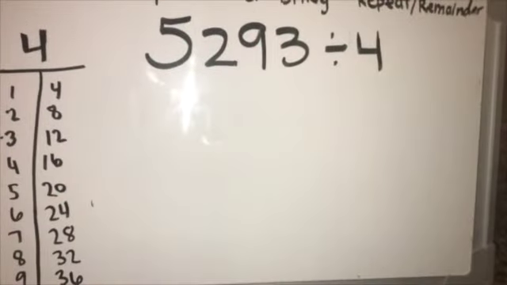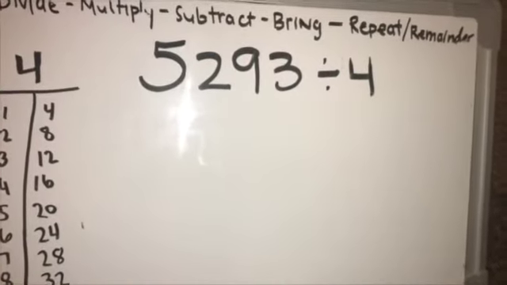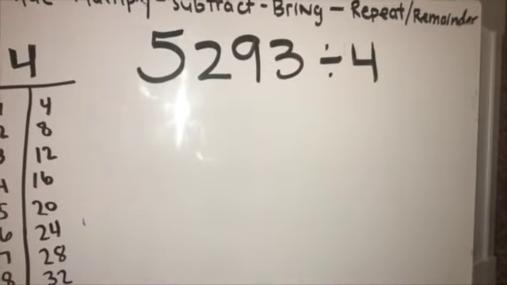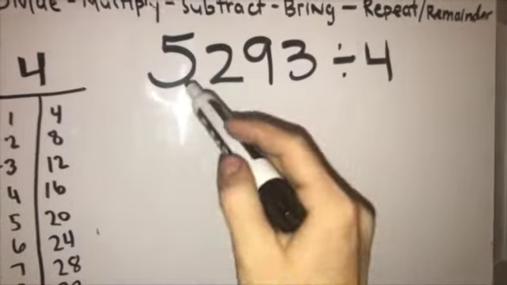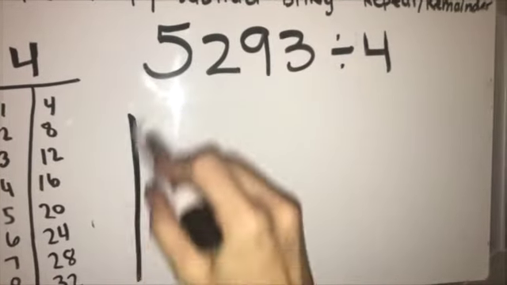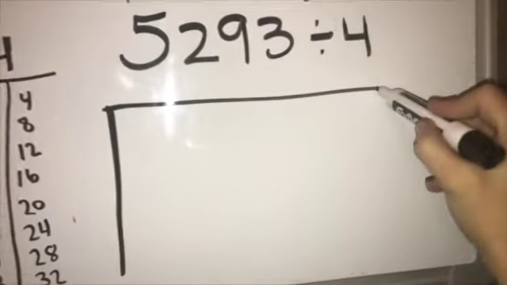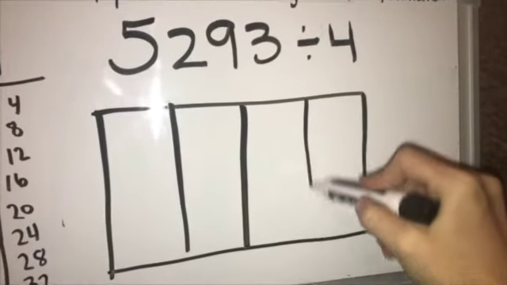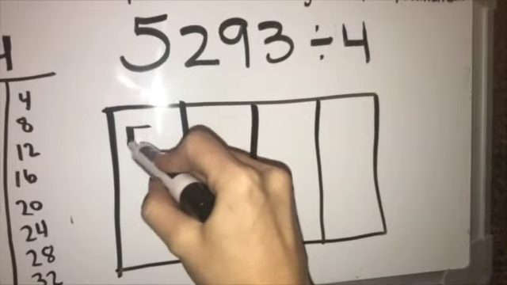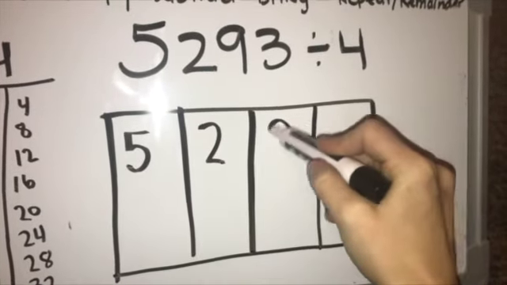The next method I'll show you is the box method. What I do is look at my dividend to decide how many boxes I need. I say that this is my family who lives in a house. I have 4 members of my family, so I need 4 boxes. Each member gets their own room.